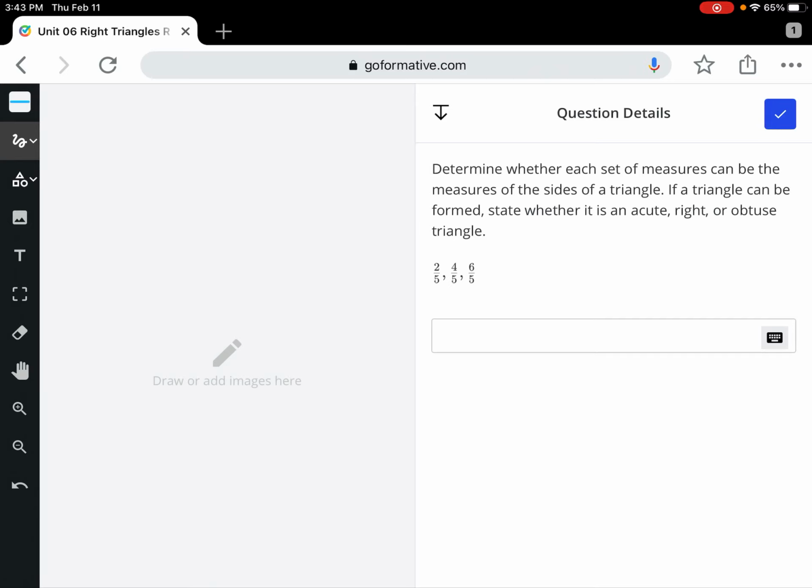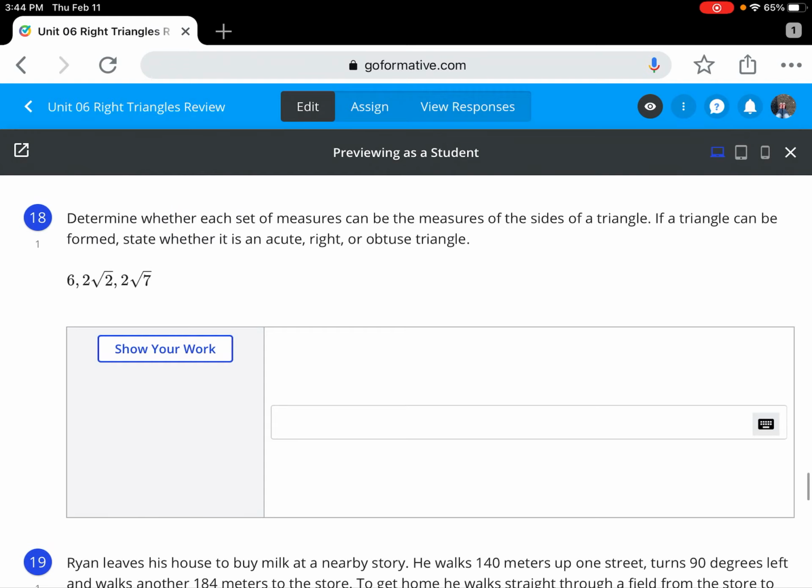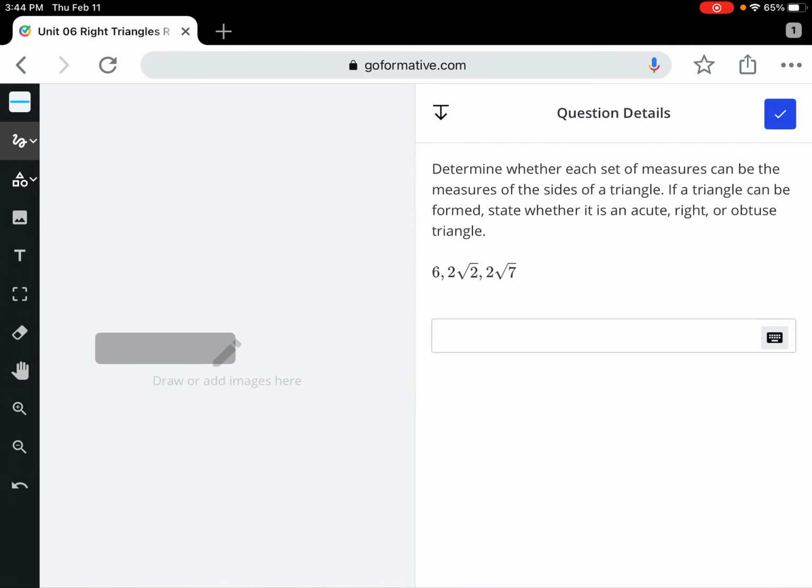Okay, first thing, you determine if the side measures represent a triangle. So always do largest side, 6/5. Is that less than 2/5 plus 4/5? Okay, so is 6/5 less than 6/5? Nope. So it is not a triangle. So you don't have to finish this. You don't have to determine what kind of triangle it is, because it's not even a triangle.